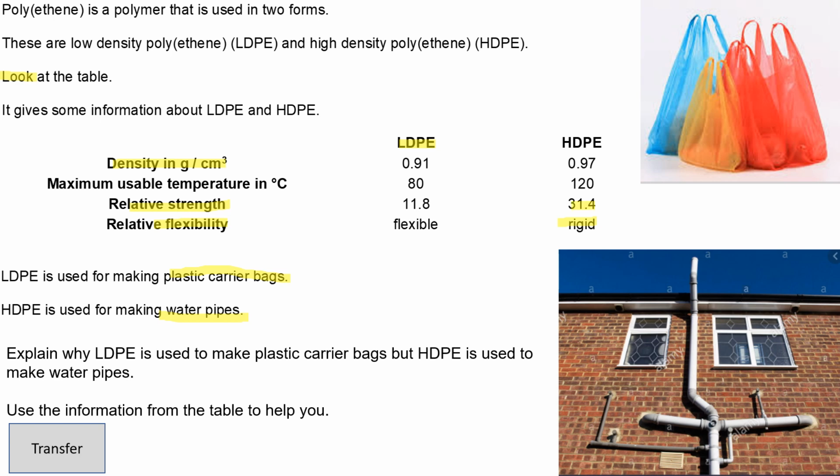And it says explain. So give a reason why the LDPE is used for making plastic carrier bags. So you could talk about it being flexible and strong, and why the HDPE is being used to make water pipes. Well, again, because it's strong but it's rigid. And it says use the information in the table to help you. So you would quote that information in your answer.